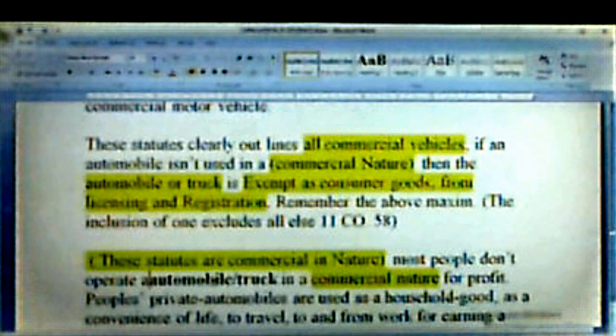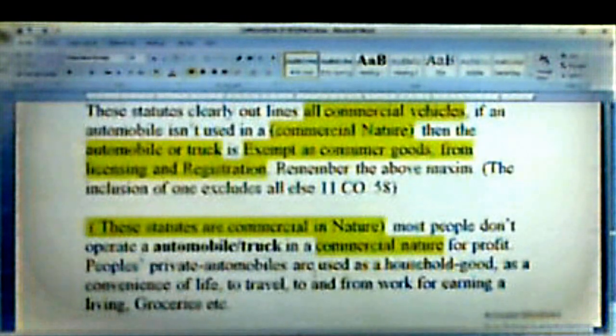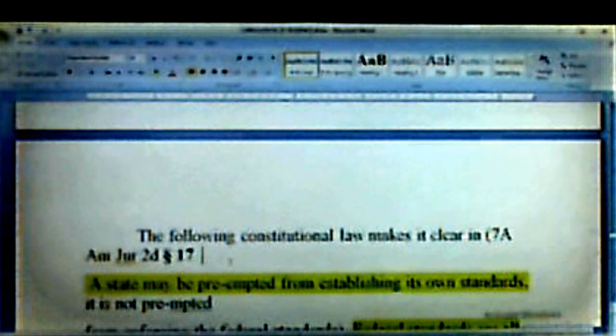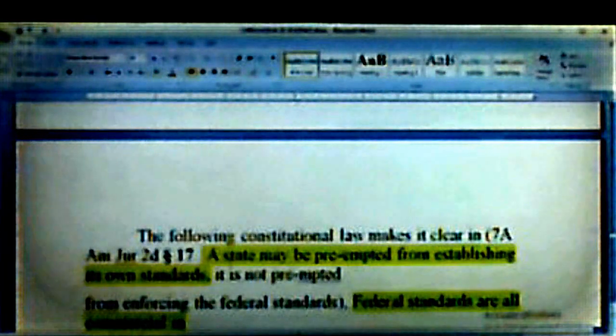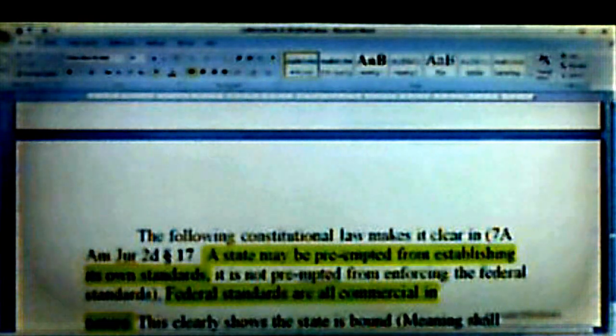So now we know that these statutes are commercial in nature. Most people don't operate an automobile or a truck in a commercial nature for profit. People's private automobiles are used as household goods, as a convenience of life to travel to and from work, for earning a living, groceries, etc. All right? There's no doubt about all this. We know it. It's all right there in the law.